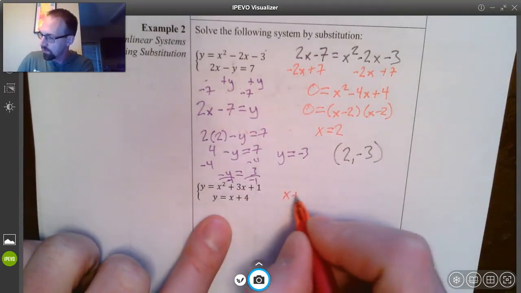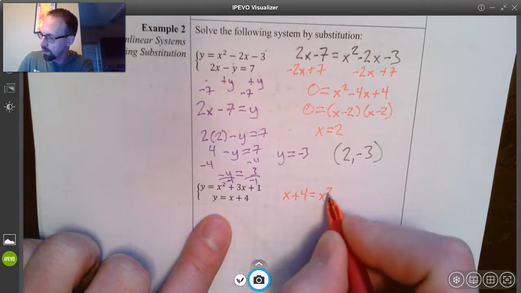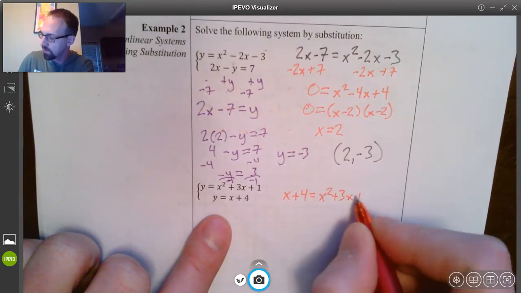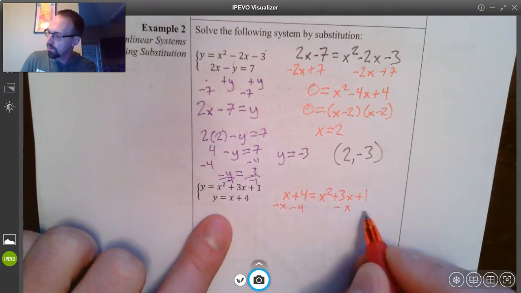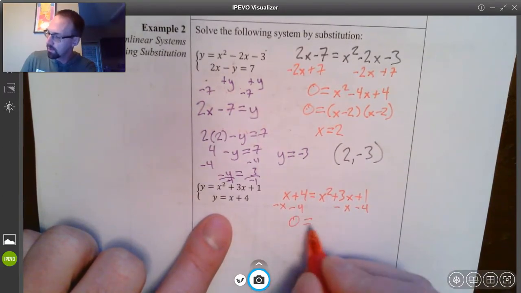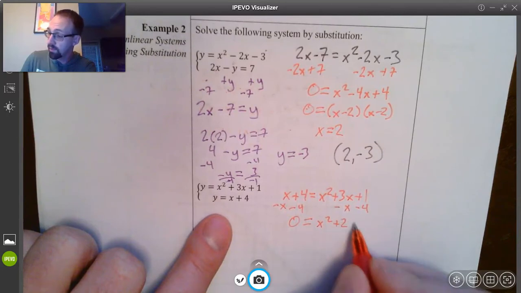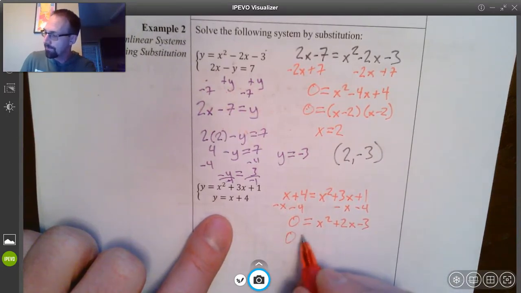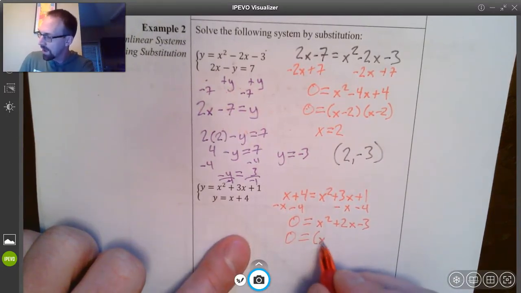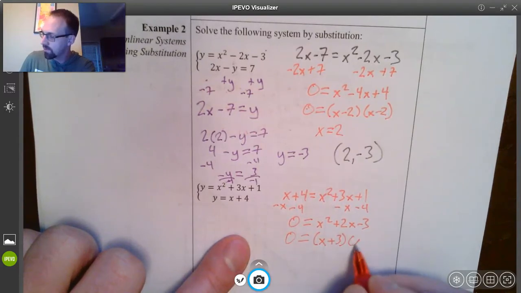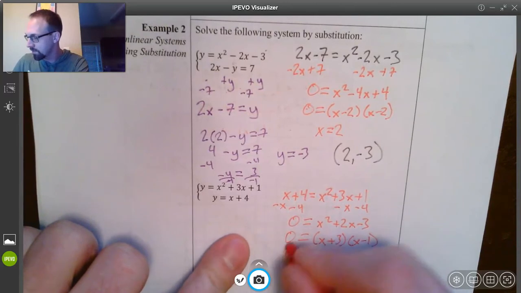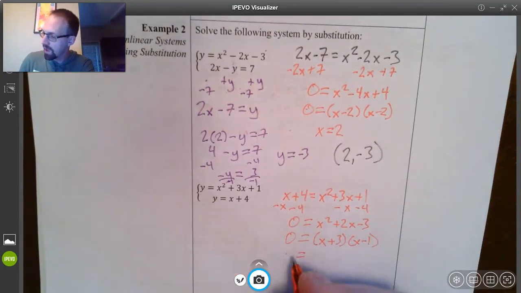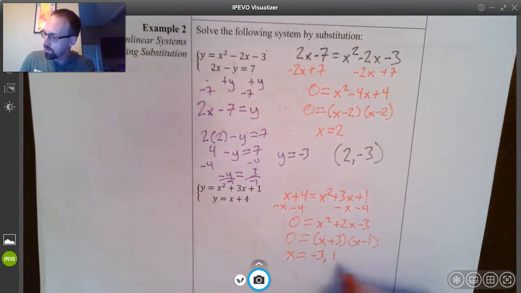So let's do x plus 4 equals x squared plus 3x plus 1. Minus x on both sides, and then minus 4 on both sides. That gives me 0 equals x squared plus 2x minus 3. If I factor this, I'm going to get x plus 3 and x minus 1. So that means I'm going to have two solutions, not 0, with x equaling both negative 3 and positive 1.